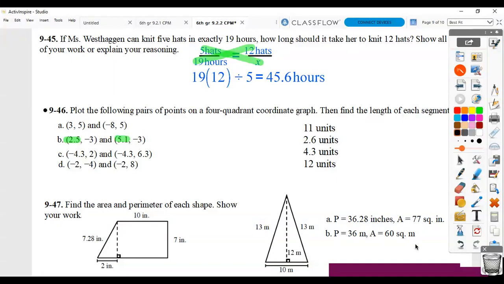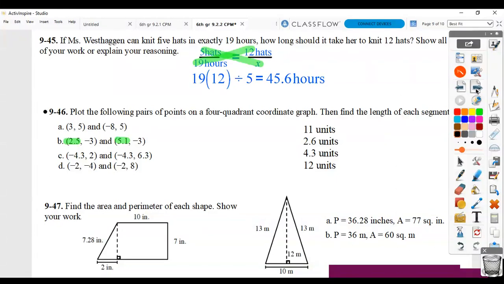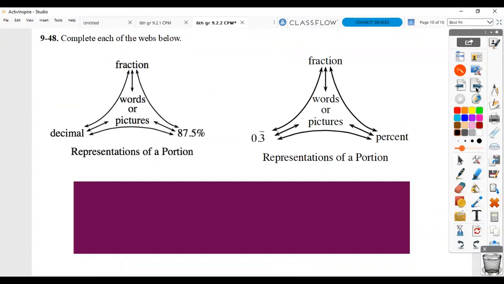Again, make sure you've got work shown. Show what you put into your calculator. And those formulas should be something that you have in your toolkit and probably in your notes.